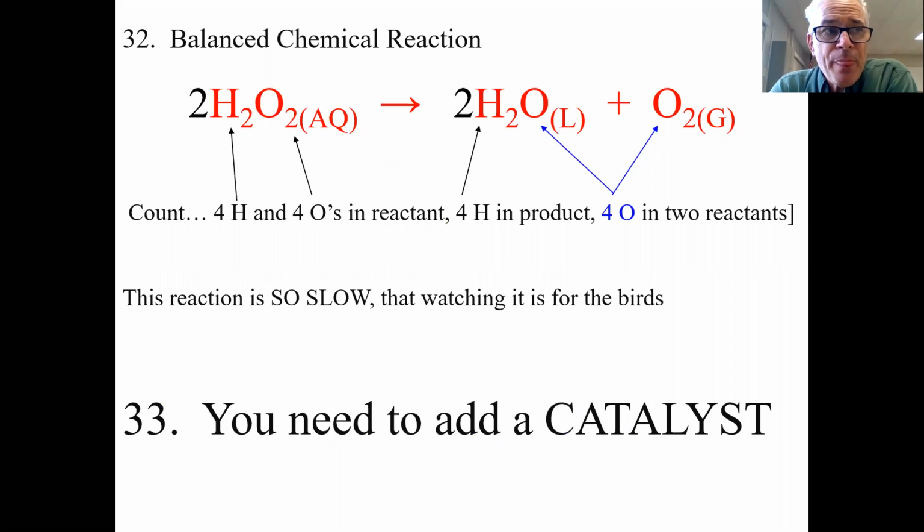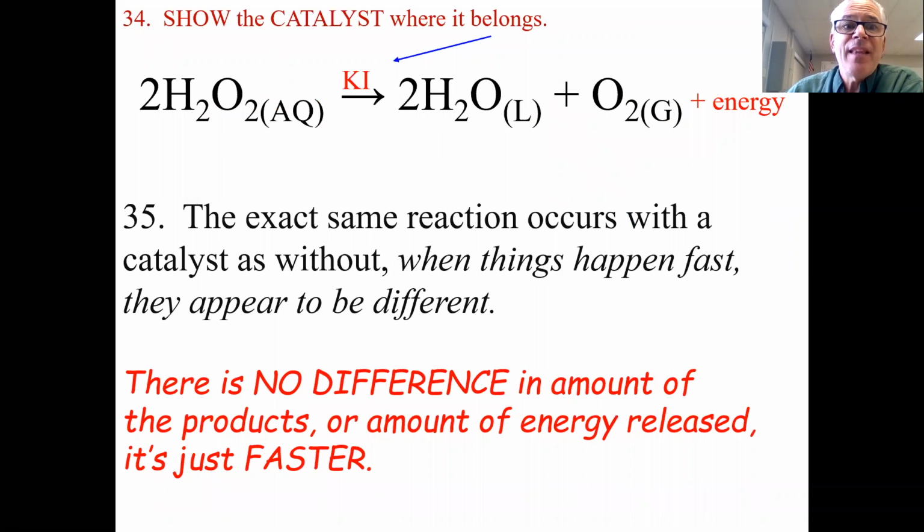So things can change. The hydrogen peroxide can decompose into water and oxygen, but it's slow. The catalyst makes it go faster and faster. Now, in a balanced chemical equation, we have to indicate we use the catalyst. The catalyst is written above the arrow. It's not a reactant. We don't put plus potassium iodide, and we don't make potassium iodide a product. We just put it up there on top of the arrow to indicate you added a catalyst.